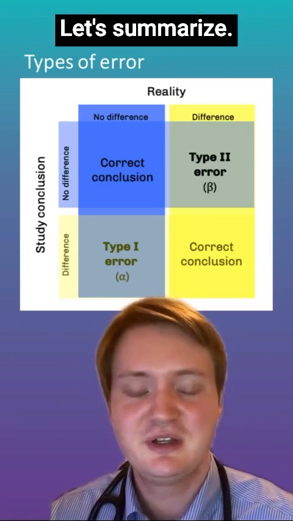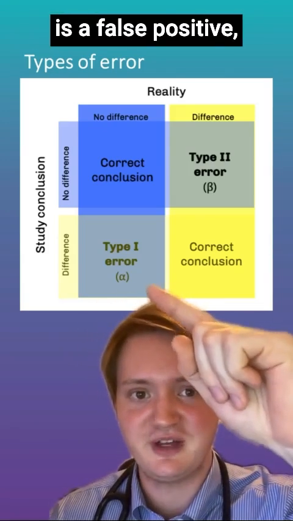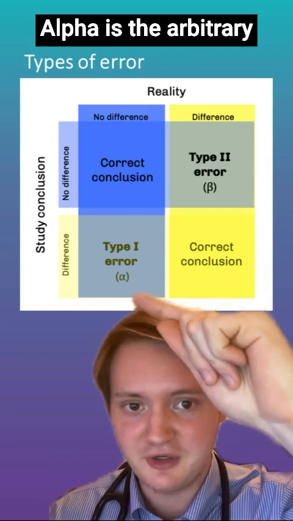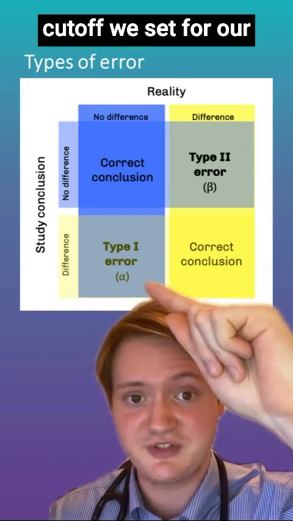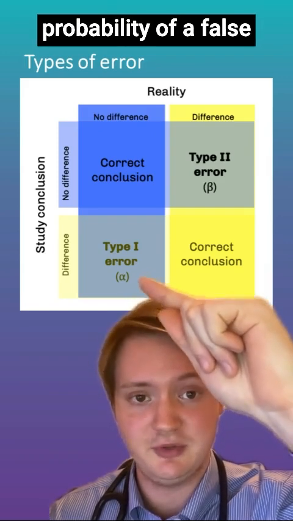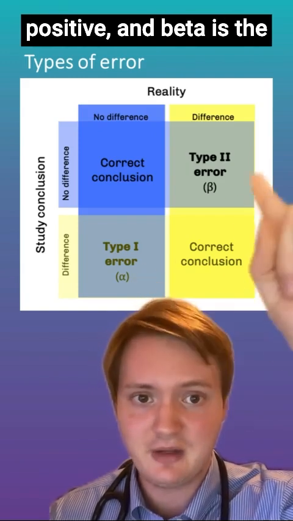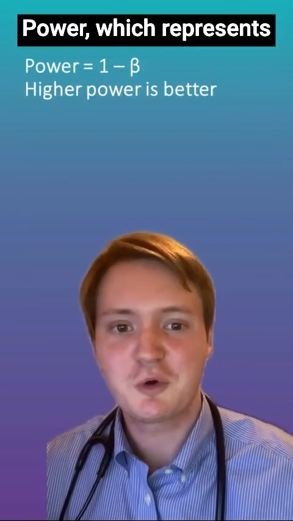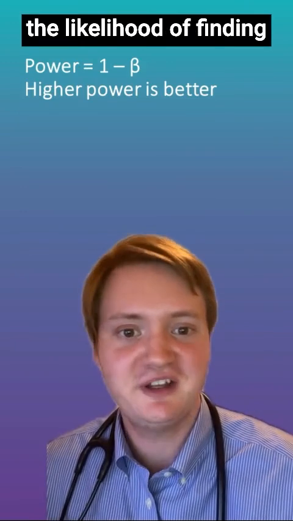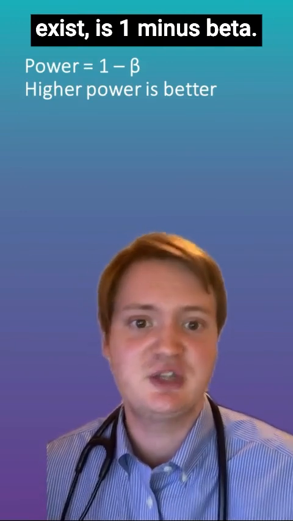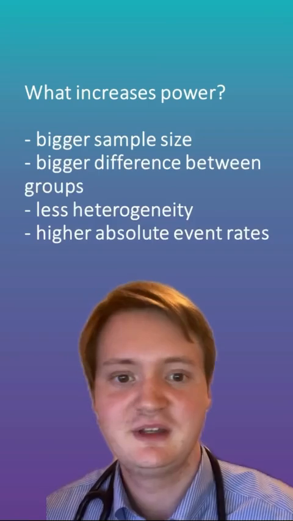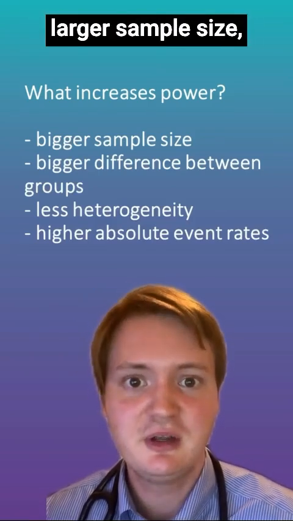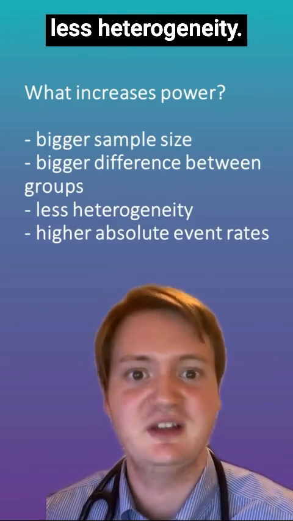Let's summarize. So a type 1 error is a false positive, and a type 2 error is a false negative. Alpha is the arbitrary cutoff we set for our p-values and is the probability of a false positive, and beta is the probability of a false negative or type 2 error. Power, which represents the likelihood of finding an association if it does exist, is 1 minus beta. Clinical trials achieve greater power with a larger sample size, greater separation between groups, and less heterogeneity.